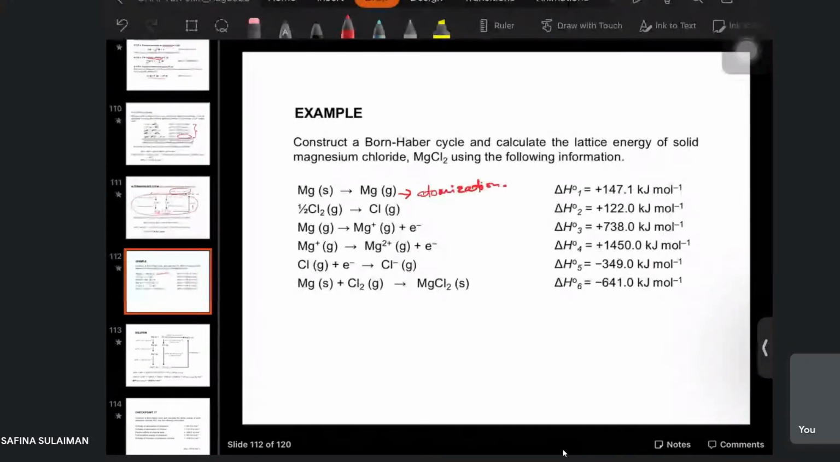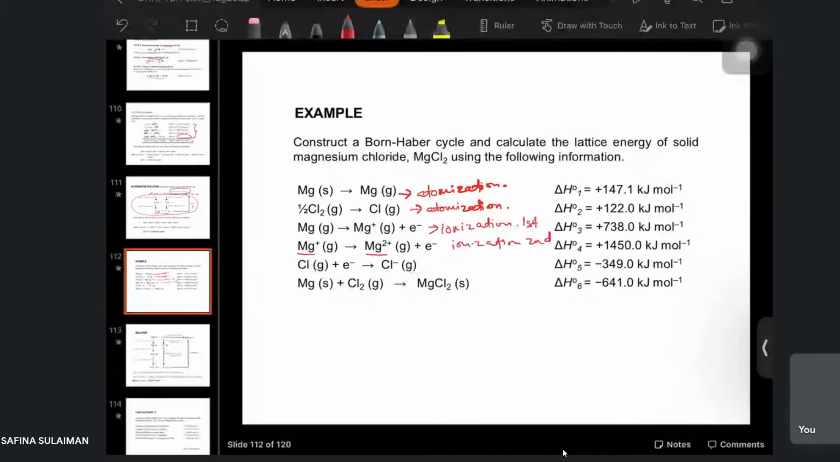Okay, half Cl2 kepada Cl. Ni apa nama dia? Also atomization. So Mg gas kepada Mg plus. Ni apa kelas? Okay, ionization energy. Okay, pandai. Kemudian Mg plus kepada Mg2 plus. Okay, this one is the first and this one is the second ionization lah.